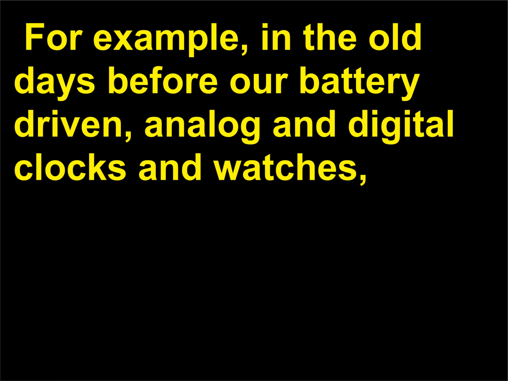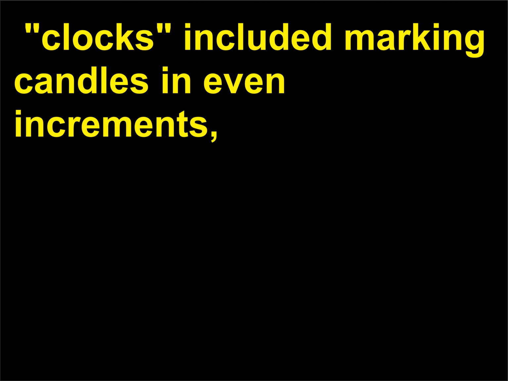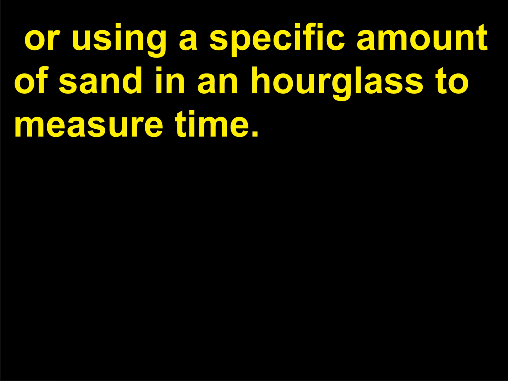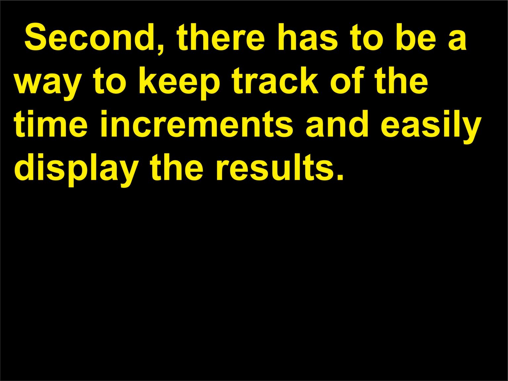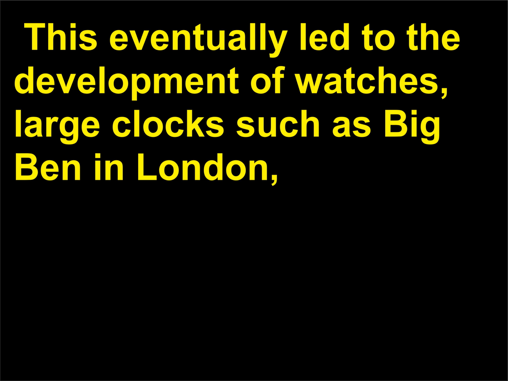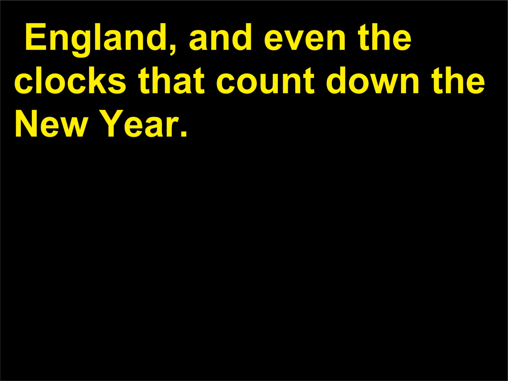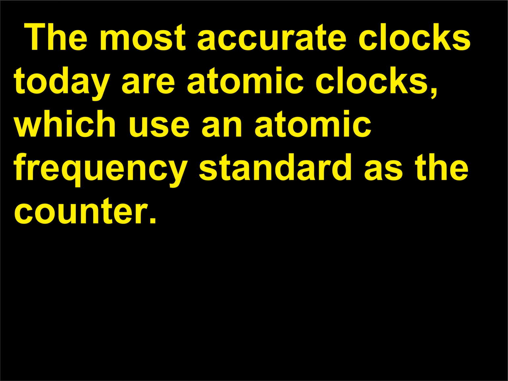For example, in the old days before our battery-driven, analog and digital clocks and watches, clocks included marking candles in even increments, or using a specific amount of sand in an hourglass to measure time. Second, there has to be a way to keep track of the time increments and easily display the results. This eventually led to the development of watches, large clocks such as Big Ben in London, England, and even the clocks that count down the new year. The most accurate clocks today are atomic clocks, which use an atomic frequency standard as the counter.